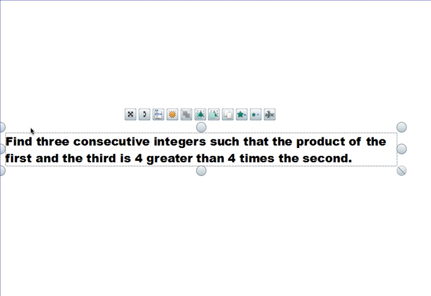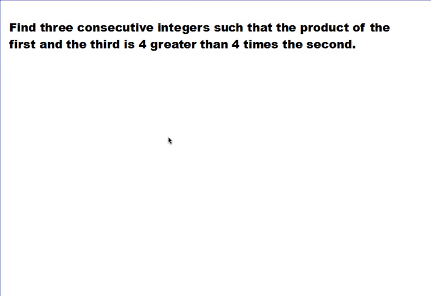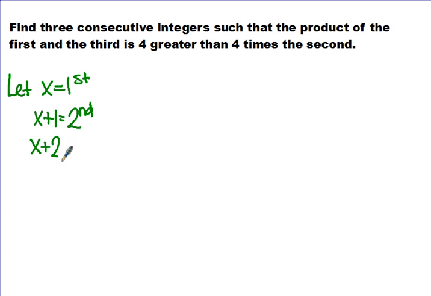If you want to take a moment just to copy the problem down: find 3 consecutive integers such that the product of the first and the third is 4 greater than 4 times the second. Just as we normally do in consecutive integer word problems, we want to start off with our let statements. We're finding 3 consecutive integers, so these are just 3 numbers right next to each other on the number line. So I'm going to let x equal my first, x plus 1 equal my second, and x plus 2 equal the third.